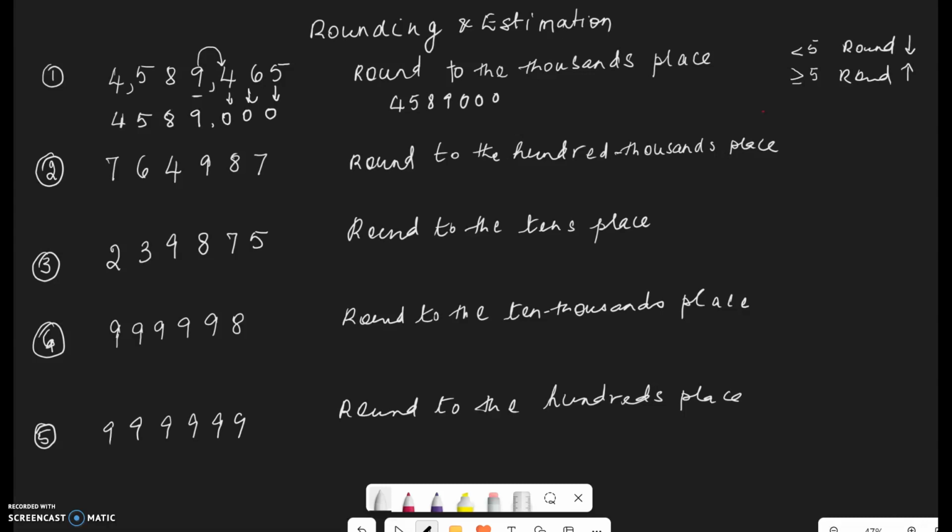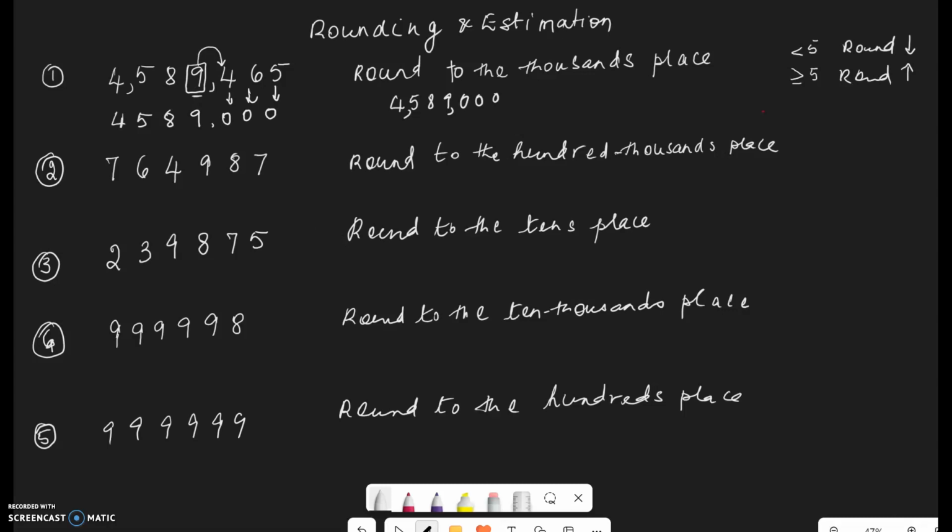So we have 4,589,000. Everything after the 9 is a 0. Rounding down means just leaving the number alone. Rounding up would mean adding 1 to that number.